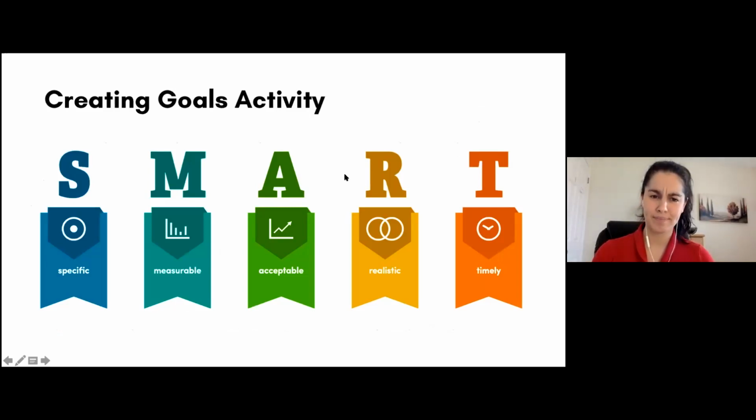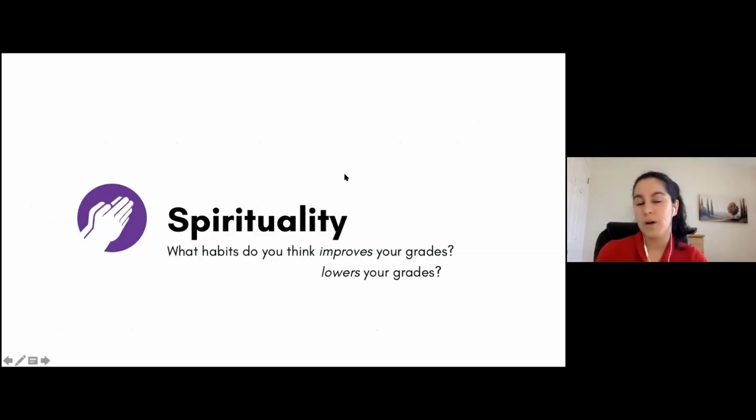Before I end today, I did want to touch on another lifestyle factor: spirituality. So, this is a very recently studied lifestyle habit related to academic achievement. You have heard of IQ, the intelligence quotient, and you may have heard of EQ, right? The emotional quotient or emotional intelligence. And there's also something called spiritual intelligence.